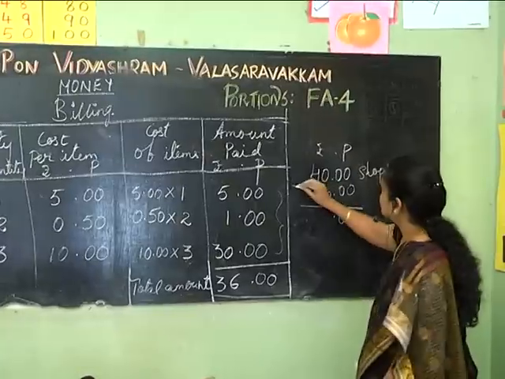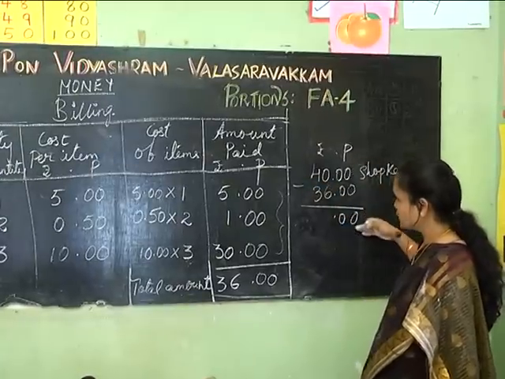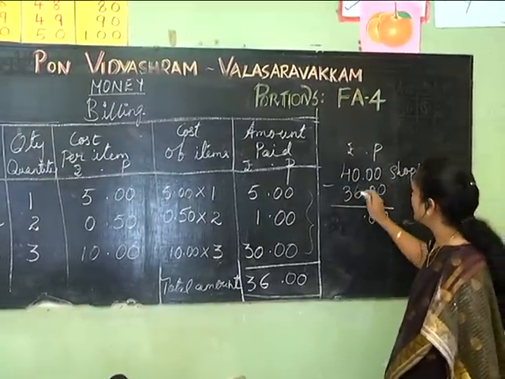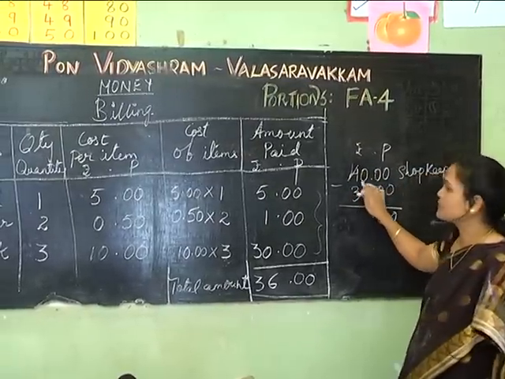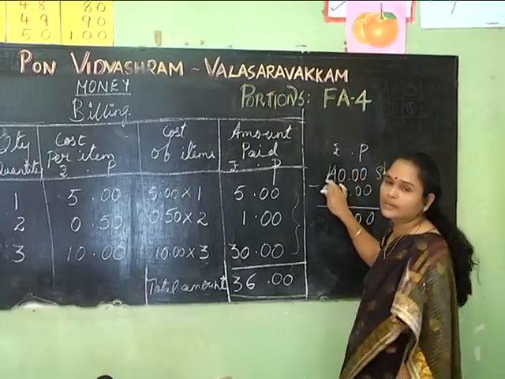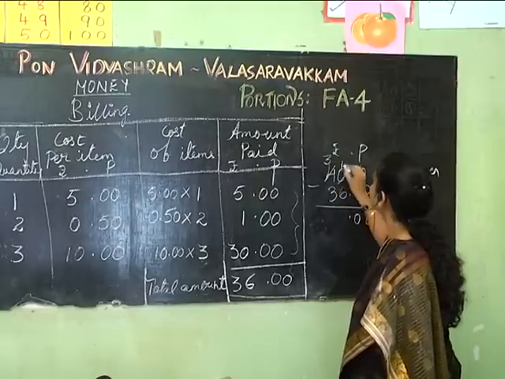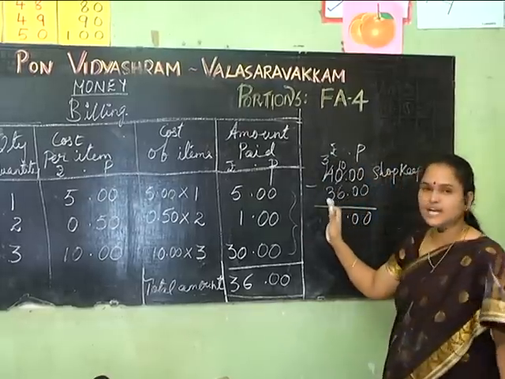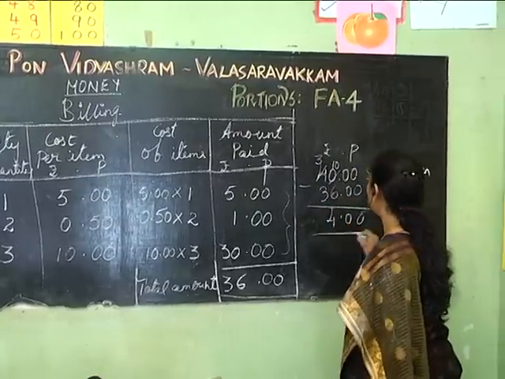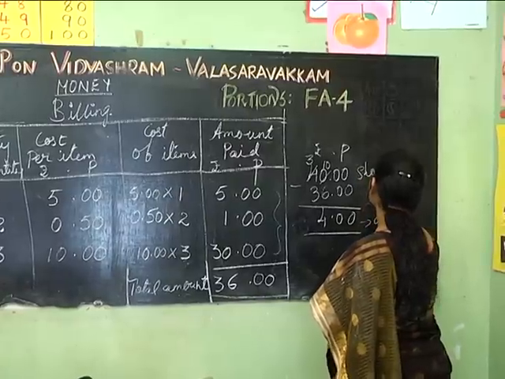Now you subtract it. 0 minus 0 is 0. Now here, you cannot take 6 from 0. So you borrow a number from this place. This becomes 3 and this is 10. 10 minus 6 is how much? 4. So this is your amount returned.